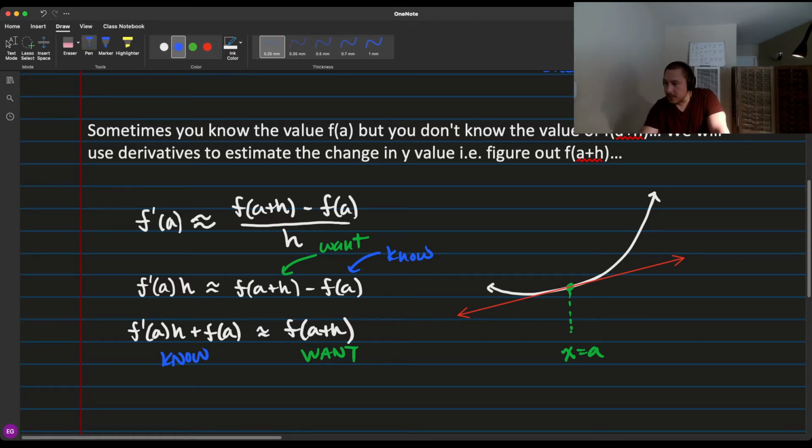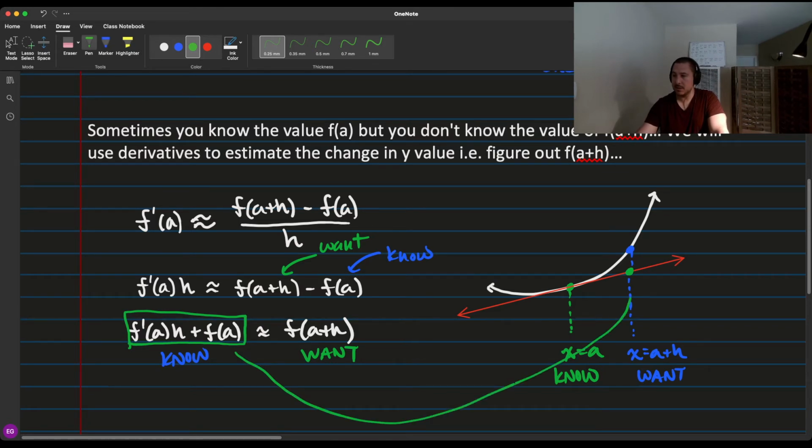So let's say you want to know this point right here. Your x equals a plus h. So this is the one you want, and this is the one you know. This formula right here is actually the value you get by finding this point on the tangent line. So this is this.